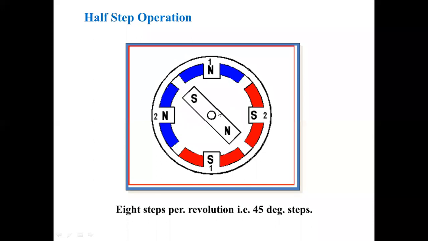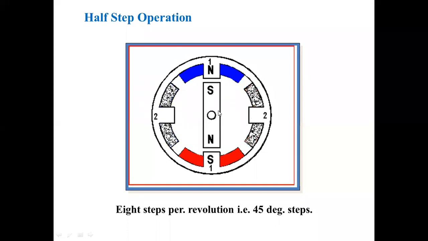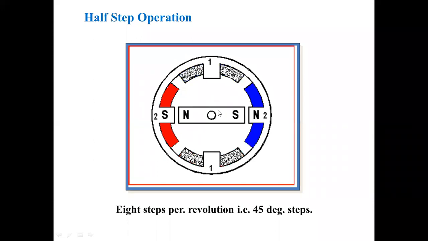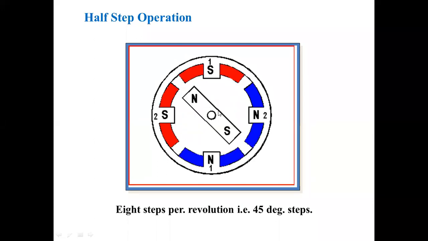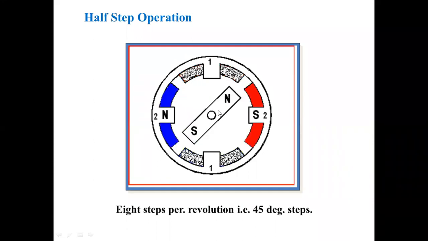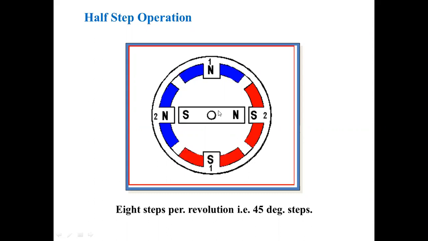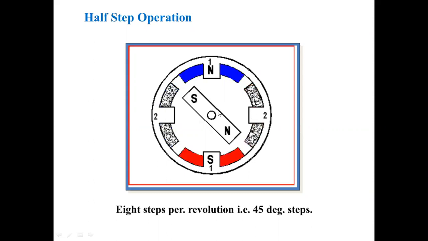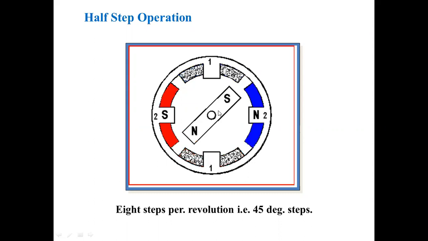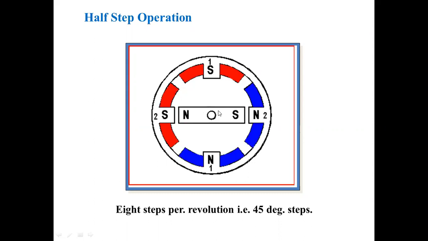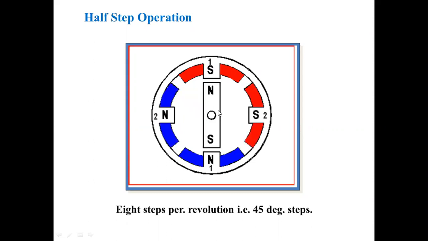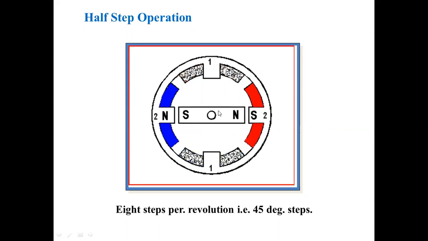Whenever a step angle of 45 degrees is required, it should be equal to 90 plus 45, and also 180 plus 45, that is 225, and so on. This much angular displacement is required. Therefore, two-switch mode operation is required. With the two-switch mode of operation only, there is a possibility to get the step angle of 45 degrees.